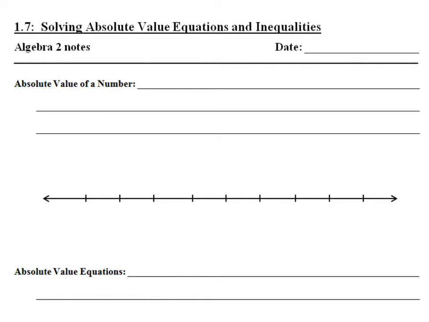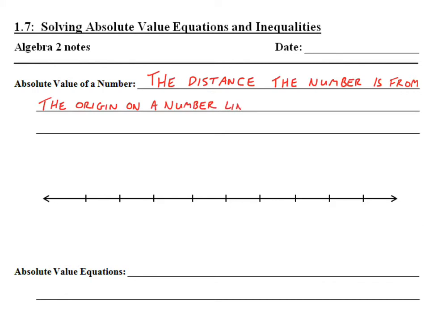So let's start with the definition. The absolute value of a number is the distance the number is from the origin, of course origin is just 0, on a number line. And so, if I write it like this, with these vertical bars with an x in the middle, this means the absolute value of x. That's how we read that. And one thing to keep in mind is that distance is always positive. So therefore, the absolute value of a number will always be positive.